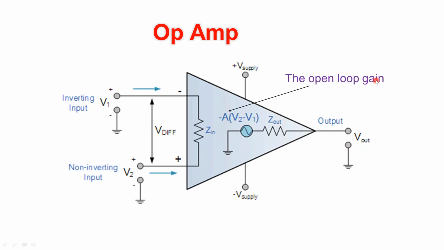So let me repeat again. We have two inputs, one called an inverting input, V1, one called a non-inverting input, V2. We have an input resistance, Zin. We have V output. We have an output impedance, Z out. The relation between the output and the input is simply that you subtract V1 from V2, the positive minus the negative, and then you multiply this by the term A, which is the open loop gain, the open loop gain factor. So this is the relation. This is the operational amplifier, and this is what we call the open loop gain.